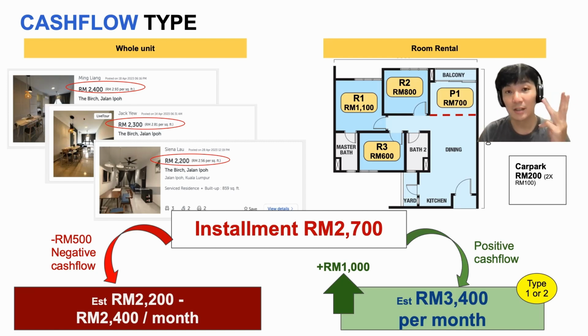So what's the difference between 2002 or 2004 and 3004? A difference of 1000, an increase of 1000 worth of rental income that you can get every month, which can translate into 12,000 a year. So in the whole unit rental, you're paying 2007, you rent 2004 or 2002, negative 500. In the room rental strategy itself, you can get 3004, which is about 700 ringgit extra income for you. So this ties back to the cash flow type. Which one are you getting?